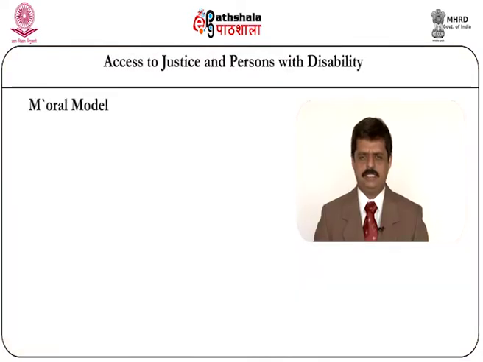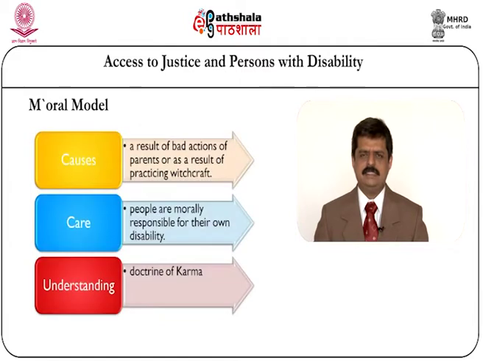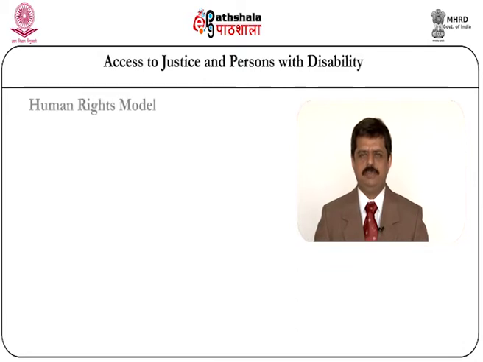In the moral model, that is the next one, they consider disability as the result of bad actions of parents or bad actions of the same person in an earlier life. So, they consider disablement as a punishment given by God. In Hinduism they consider it a part of the doctrine of karma. So, curing them, protecting them, giving them rights can never be thought of, as they have been punished by God himself.